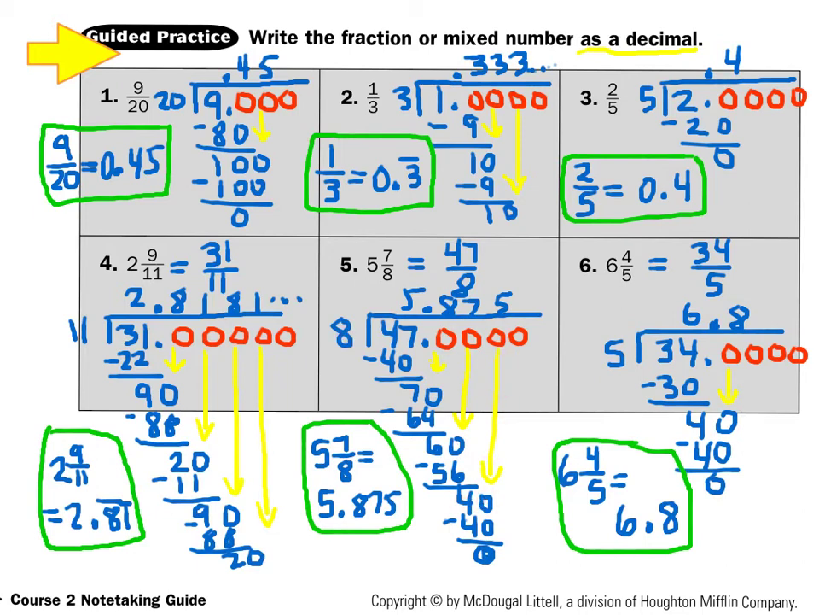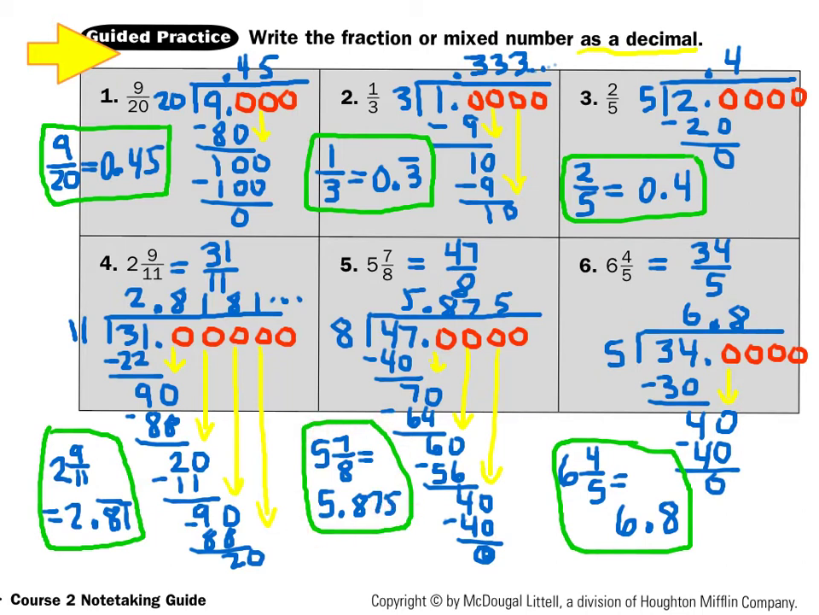8 goes into 40 5 times. 5 times 8 is 40. We subtract and we get nothing. So now grab the original number, 5 and 7/8 equals, and put your decimal, 5.875, and box your answer.